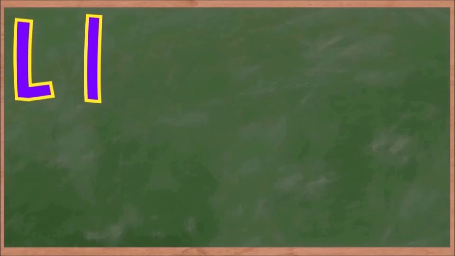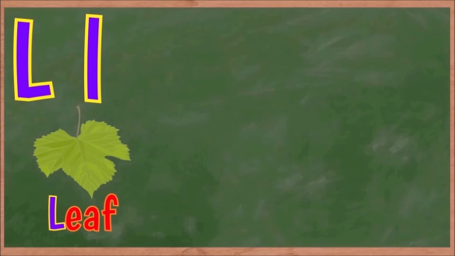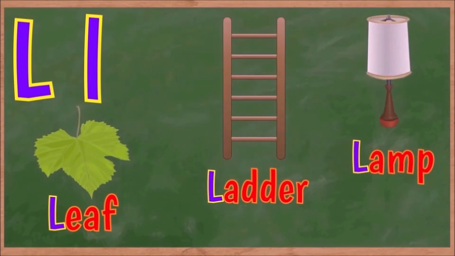Next is the letter L. And the L makes an l sound. You give it a try. L. I got it. Did you? L for leaf. Ladder. Lamp.